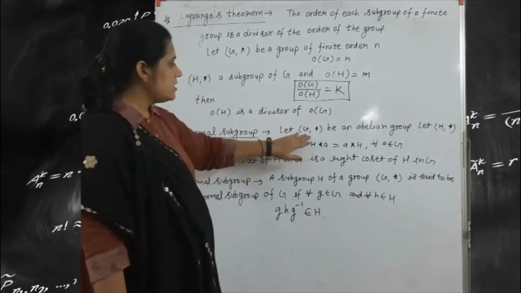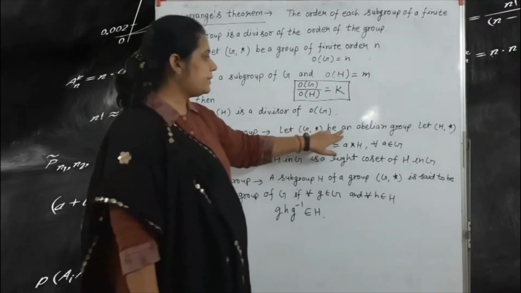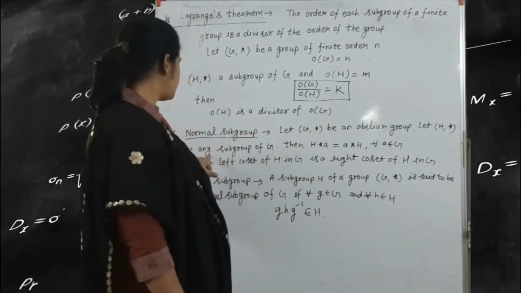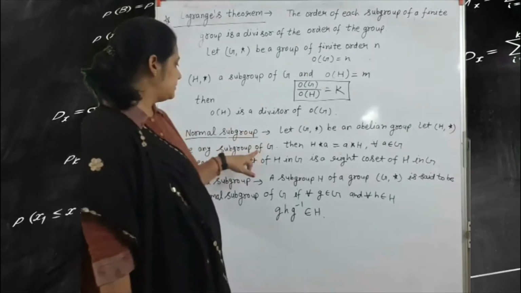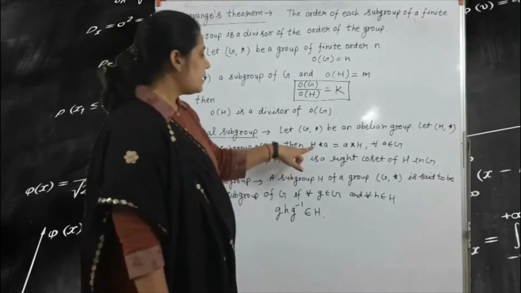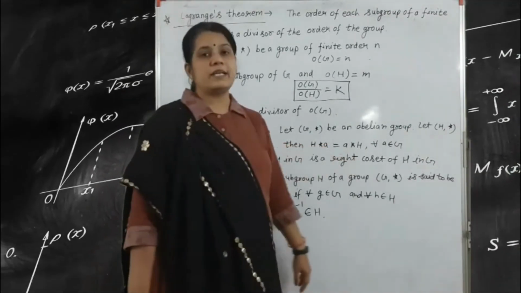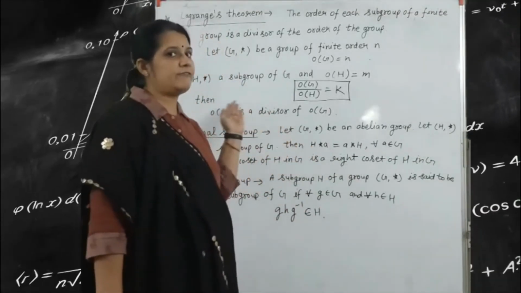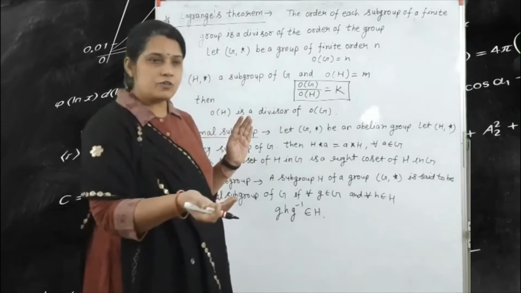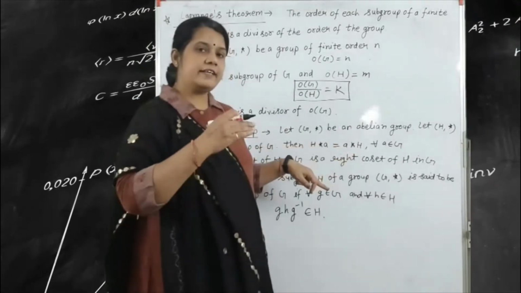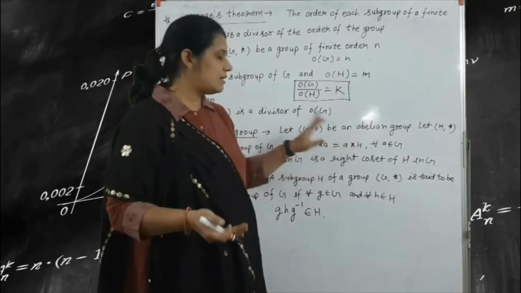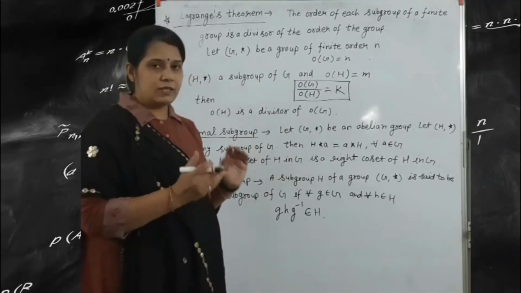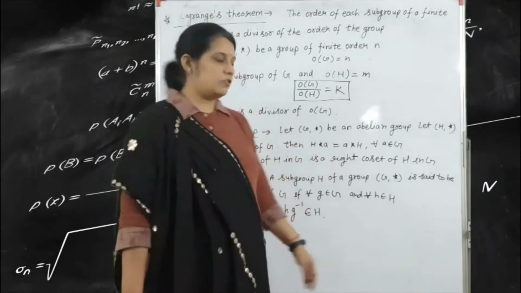So let (G, *) be an abelian group. Let (H, *) be any subgroup of G. Then H * a is equal to a * H. That means H * a, where H is on the left-hand side, is the right coset, and a * H, where H is on the right-hand side, is the left coset. So the right coset and the left coset are both equal, for all a belongs to G.